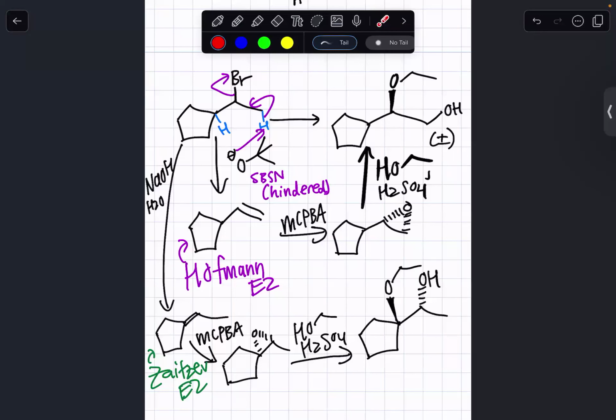A quick question for the BH3, is that a mechanism that we need to know as well? Because that has multiple steps. He did go over it in lecture, but I've never seen a professor test the mechanism on that. But this is Pascal's first time teaching 118B, so I'm not really sure for Pascal, but I would know it just in case.